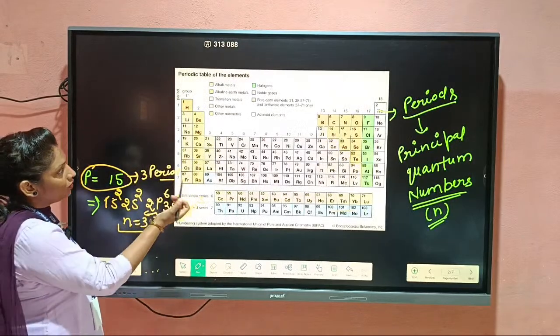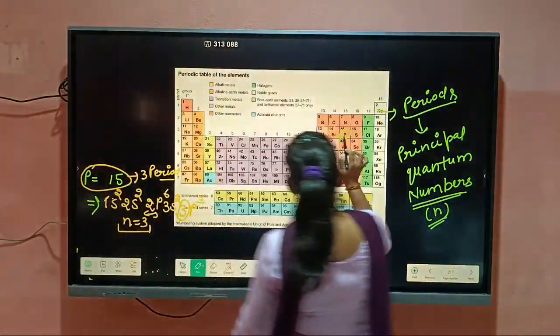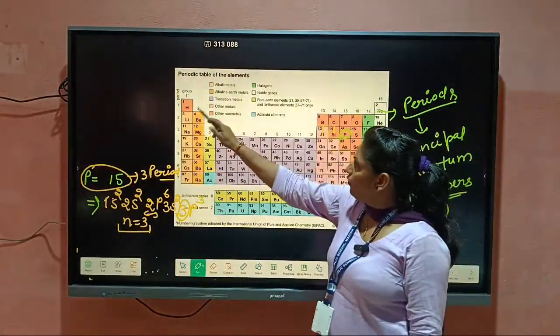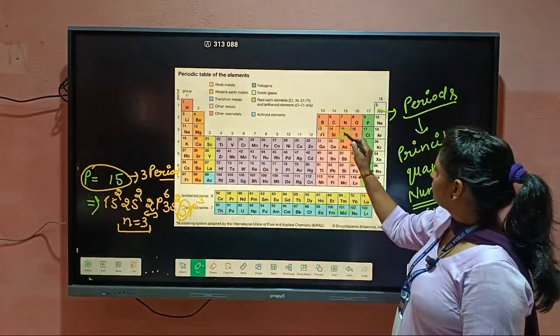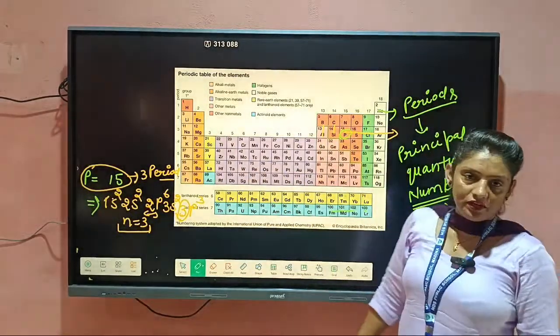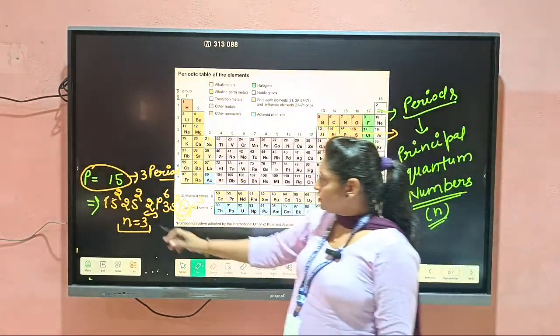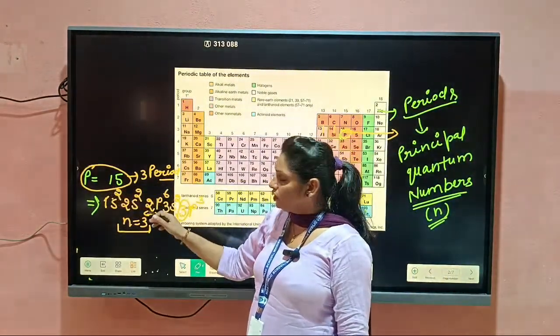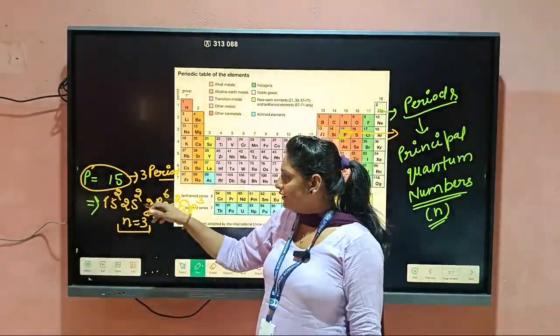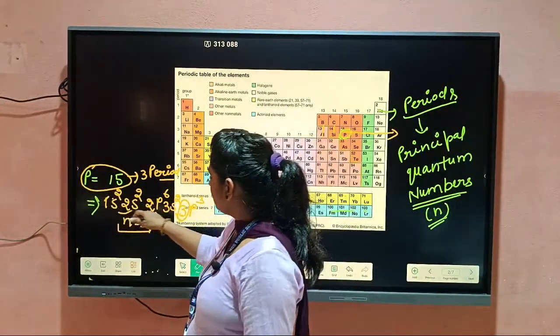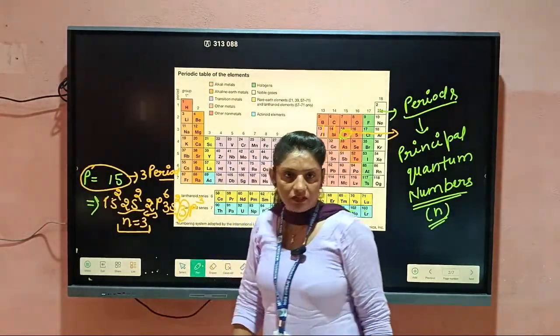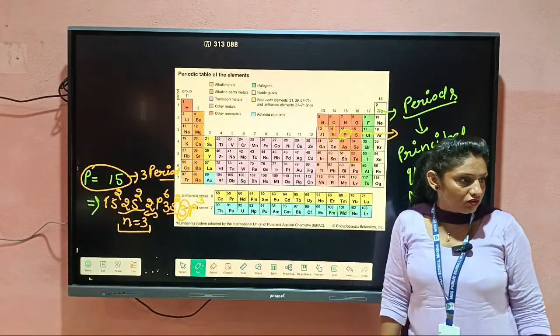So here you can see also, this is phosphorus. It exists in the 1st, 2nd and 3rd shells, so it lies in the 3rd period. So just after writing the electronic configuration, we can tell about the period of that element. Is it clear to you or not?